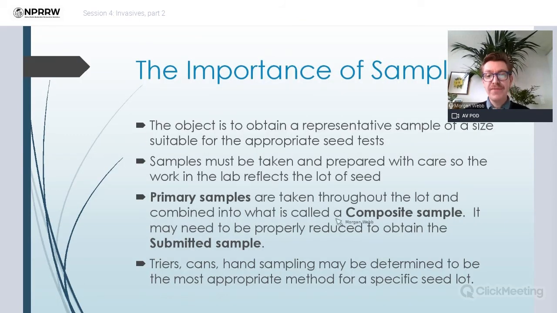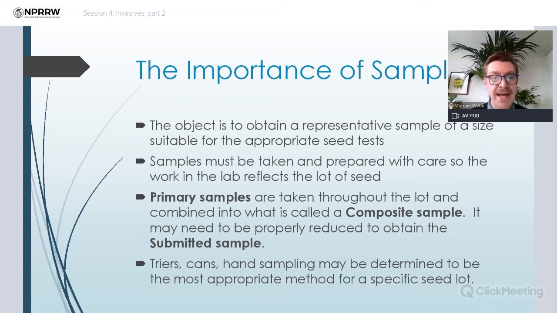Okay, so one of the first things that is important when you're sending a seed sample to a seed laboratory is that it is a representative sample that represents the seed lot. And so it's important that these samples are taken with care so that the work that we do does actually represent the seed lot. If it's a larger seed lot, someone will take primary samples from different bags or containers in the seed lot, combine those into a composite sample, and then reduce that down properly in order to get the submitted sample for the laboratory.